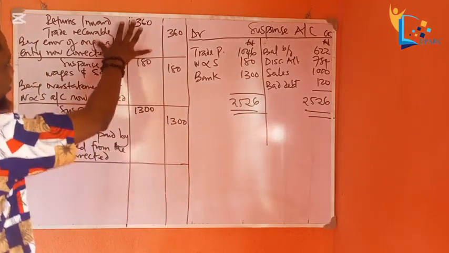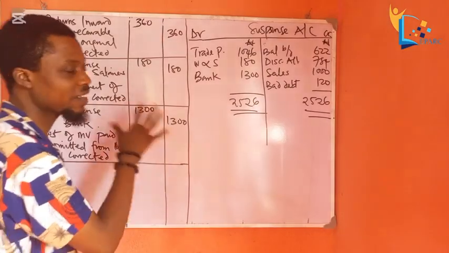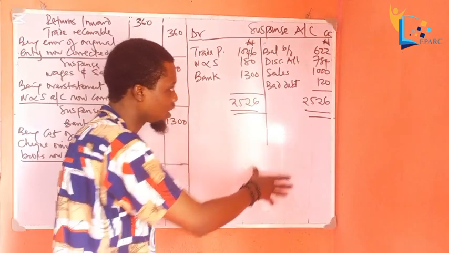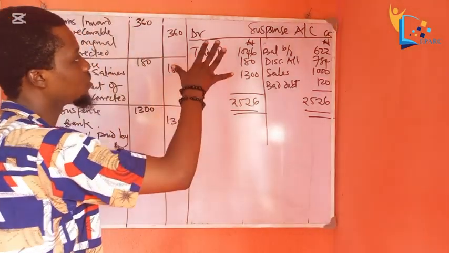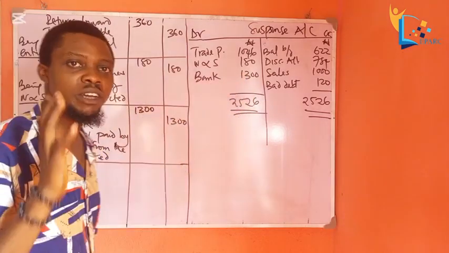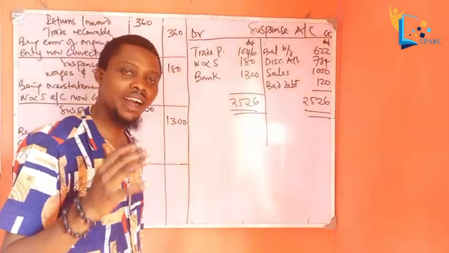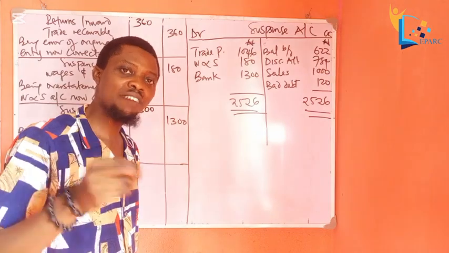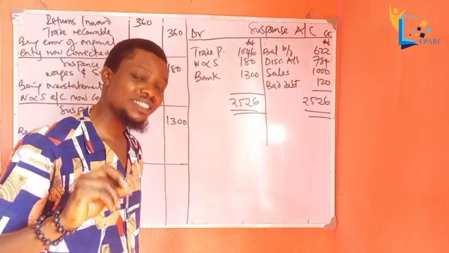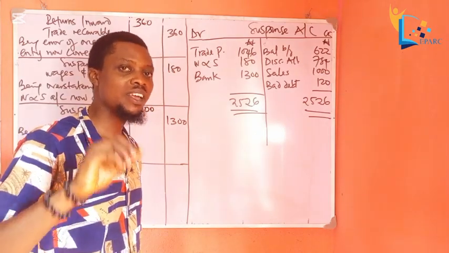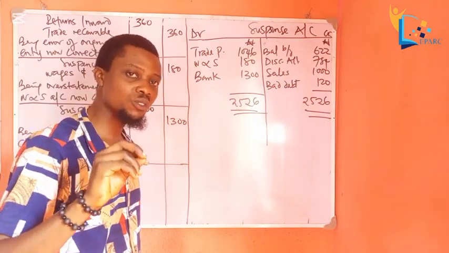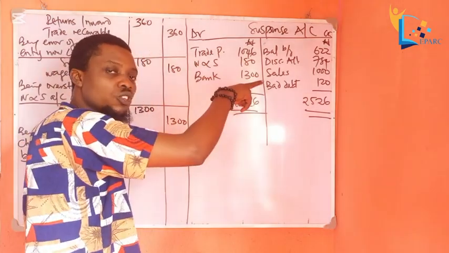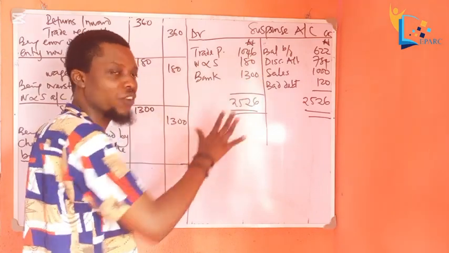All right, so these are the journal entries, okay? Then after the journal entries, we'll open what we call the suspense account. Okay, this is the suspense account. Now, the suspense account, just like I mentioned earlier, only entries or errors that affect the trial balance are the only ones that will be moved to suspense account after being corrected.